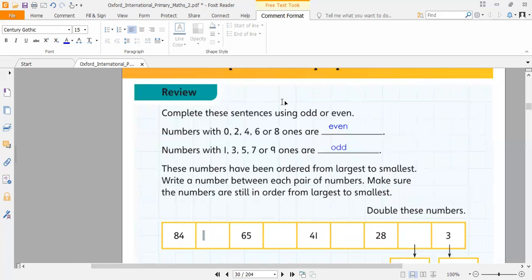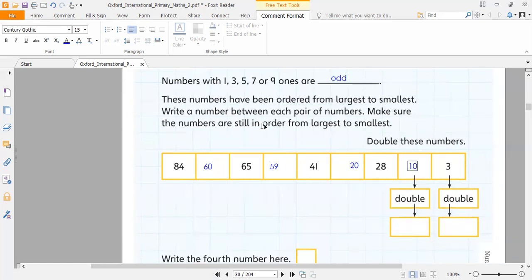Okay, 80. For any number we can write between, it is like 60. Between 65 and 41 is 59. Between 28 and 41, or 41 and 28, is 20. Then it will be 10. Next, if we double the 10, then we will get 20. If we double the 3, we'll get 6. Just wait a second.